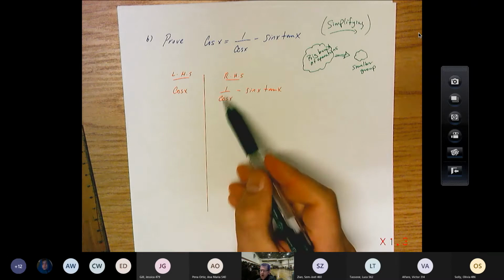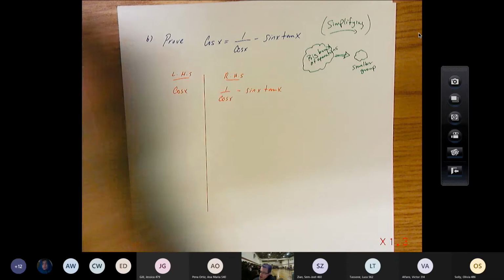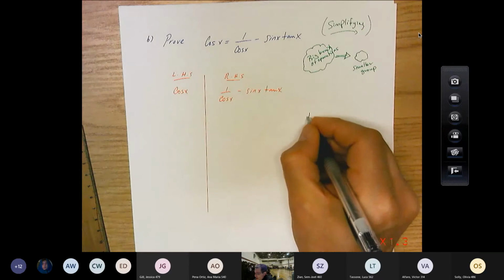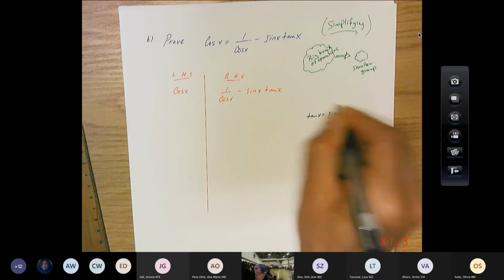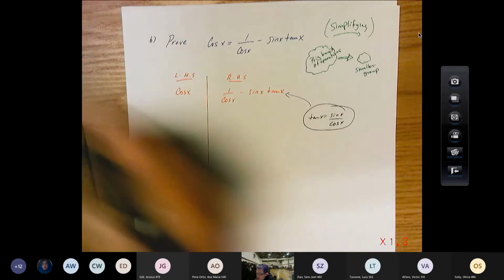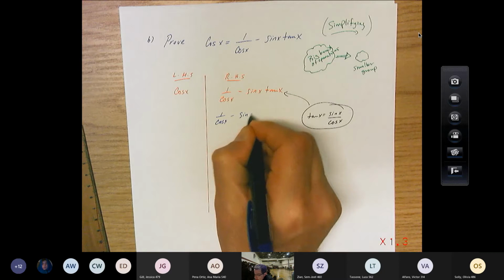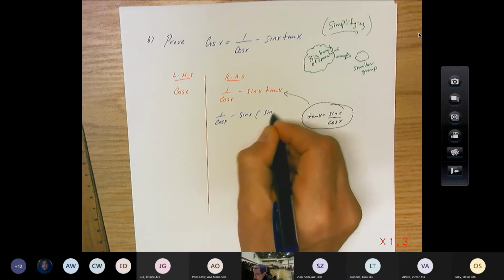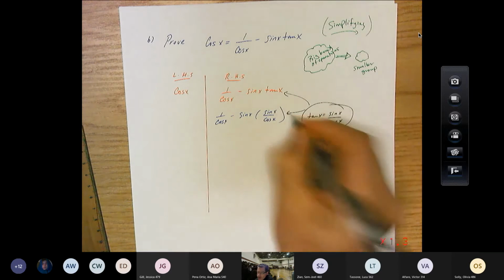First of all, I see a 1 over cos x. That's exciting. I see a tan x. Ooh, that's exciting. So I got some exciting things happening in my life right now. So let's go here, and I'm looking at the tan x. And I'm saying, okay, so tan x equals sine x over cos x. So let's replace the tan x with sine x over cos x. So 1 over cos x minus sine x times sine x over cos x. So that's just a straight substitution.